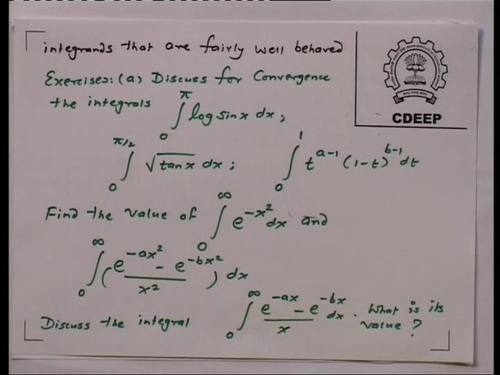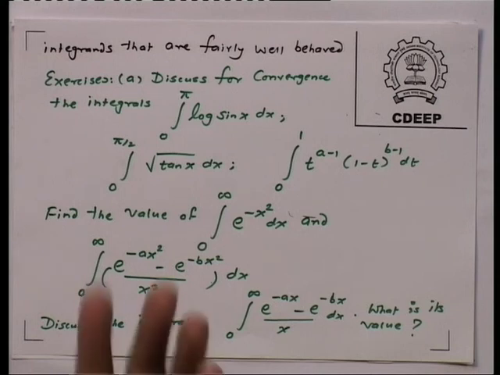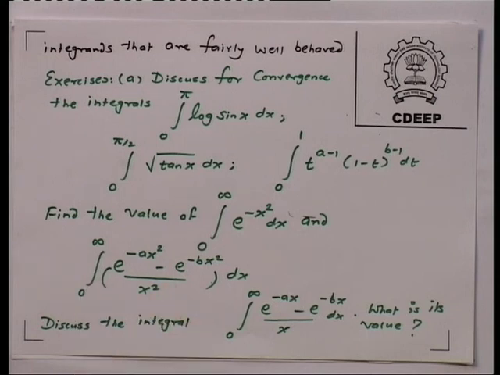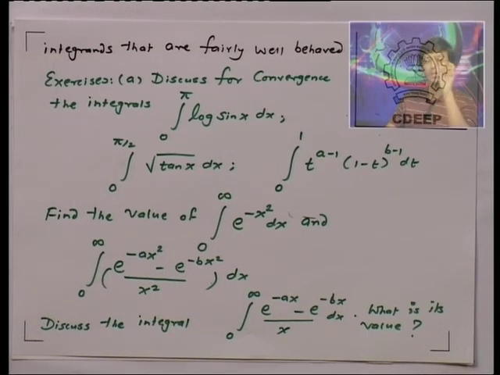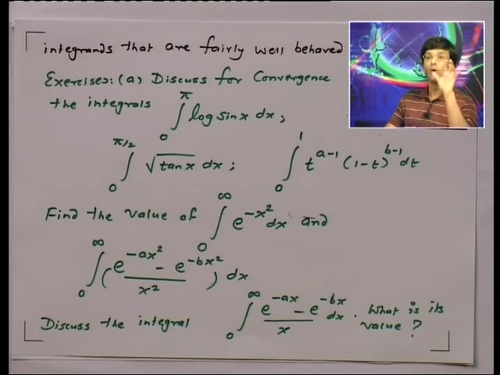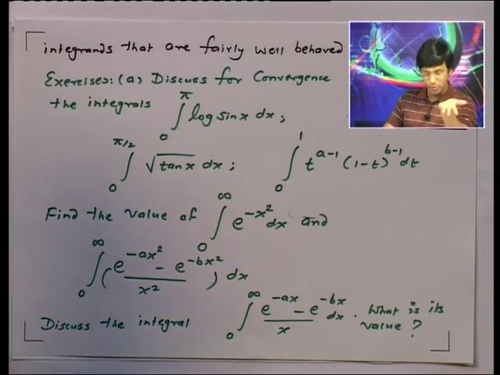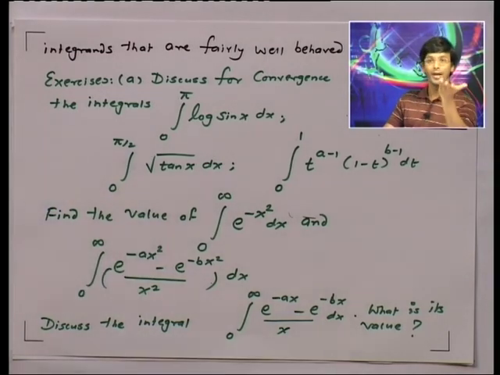Let us first look at 0 to pi by 2, log sin x. Can you compare it with log x? Can you write log sin x as log of sin x upon x plus log x? Log sin x equals log of sin x upon x plus log x. Log x we have just finished discussing. Sin x upon x is a continuous function on 0 to pi by 2.